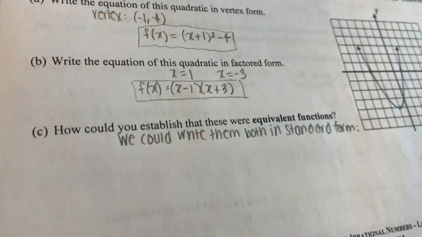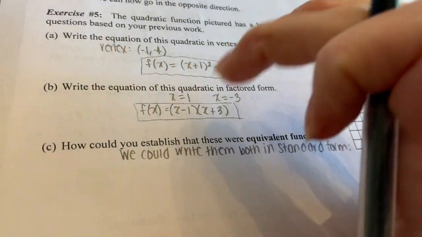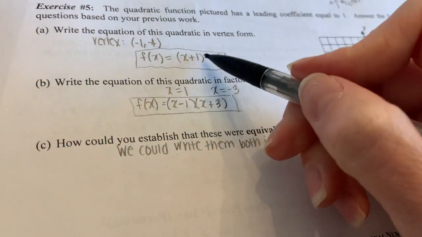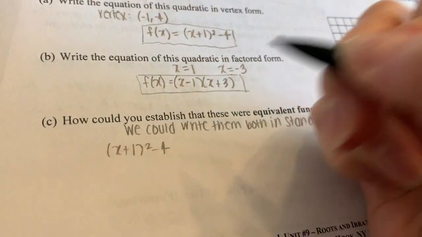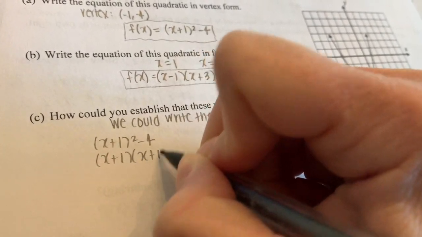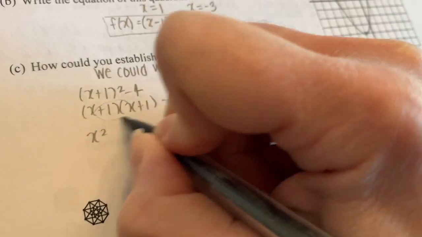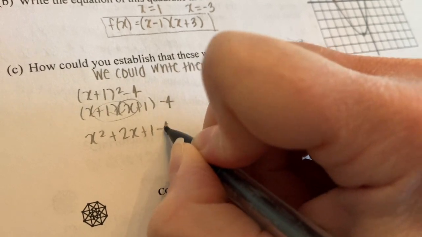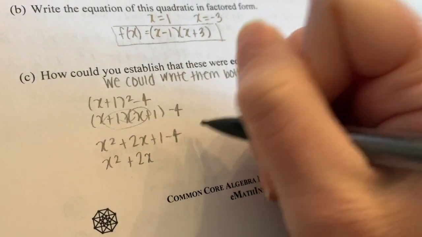Okay, and to show this, I'm going to actually do it. We're going to multiply, expand, combine like terms, etc. So the first one, x plus 1 squared minus 4, that's x plus 1 times x plus 1 minus 4. So this is x squared plus x plus x is 2x, plus 1 minus 4. So this is x squared plus 2x, and 1 minus 4 is minus 3.